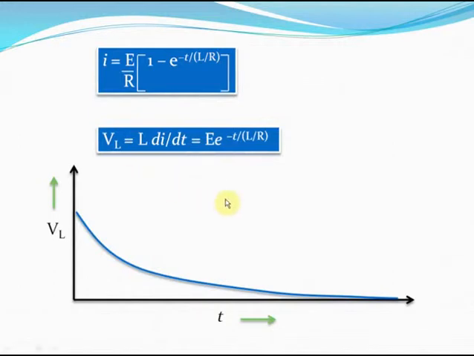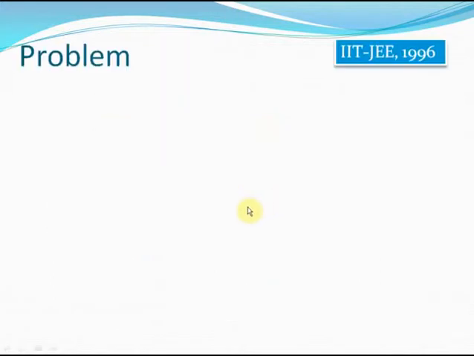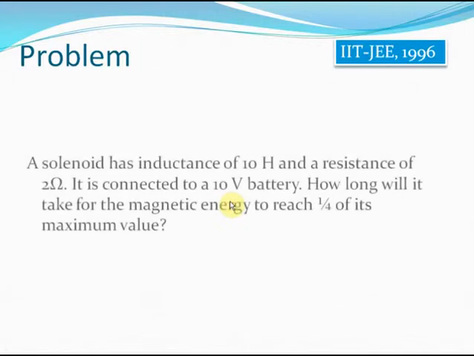Understood? Let's now solve a problem asked in IIT JEE 1996 related to RL circuits. A solenoid has an inductance of 10 Henry and a resistance of 2 ohms. It is connected to a 10 volts battery. How long will it take for the magnetic energy to reach 1/4 of its maximum value?